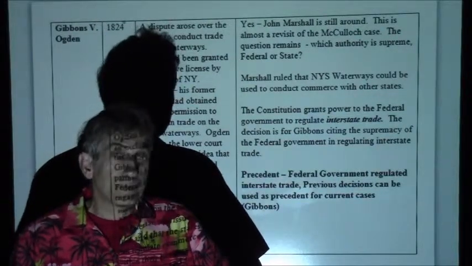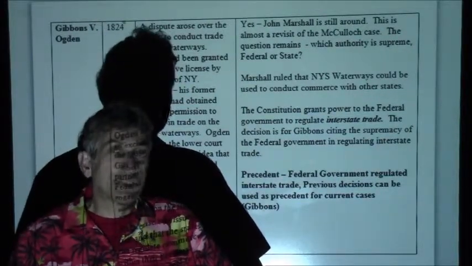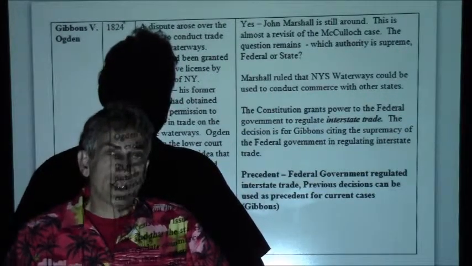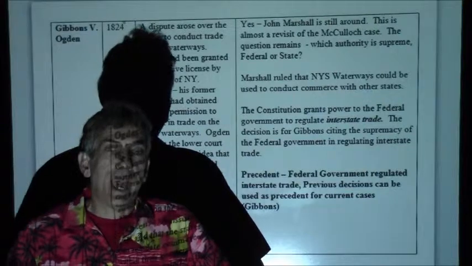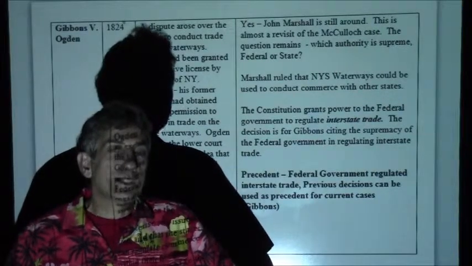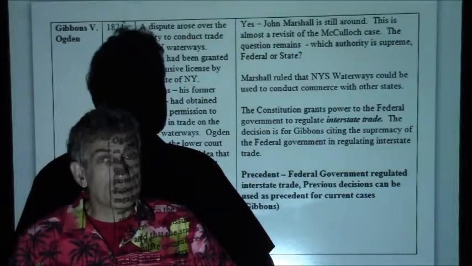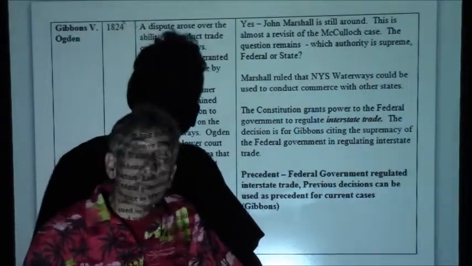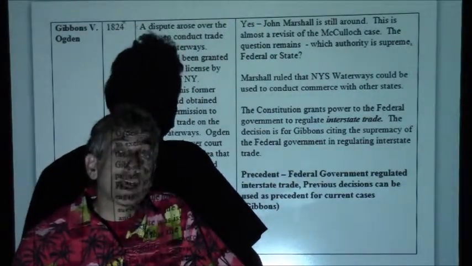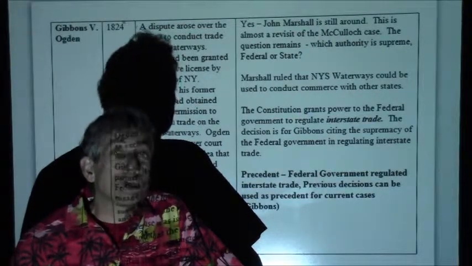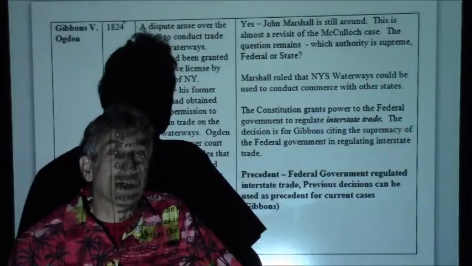So what do we have here? We have a federal license is supreme over a state license. John Marshall, the strong Federalist, still agrees with that idea. And we're going to have a restatement of the precedent from McCulloch versus Maryland, which is the federal government is supreme. Next up, the very famous case of Dred Scott versus Sanford, the one that all of us know so much about, but there's a bit of a twist in it. So take a look.